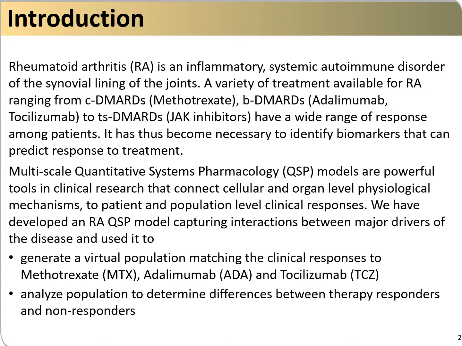Rheumatoid arthritis or RA is an autoimmune disease that causes inflammation of the joints. A variety of DMARDs, that is disease-modifying anti-rheumatic drugs, are primary treatment for RA and show a wide range of response among patients. This makes it necessary to determine biomarkers that can predict response and help identify best treatment strategies for the patient. We have developed a QSP model that captures the pathophysiology of RA along with three standard therapies, methotrexate, adalimumab, and tocilizumab. We then generated a virtual population and analyzed patient characteristics based on therapy response.